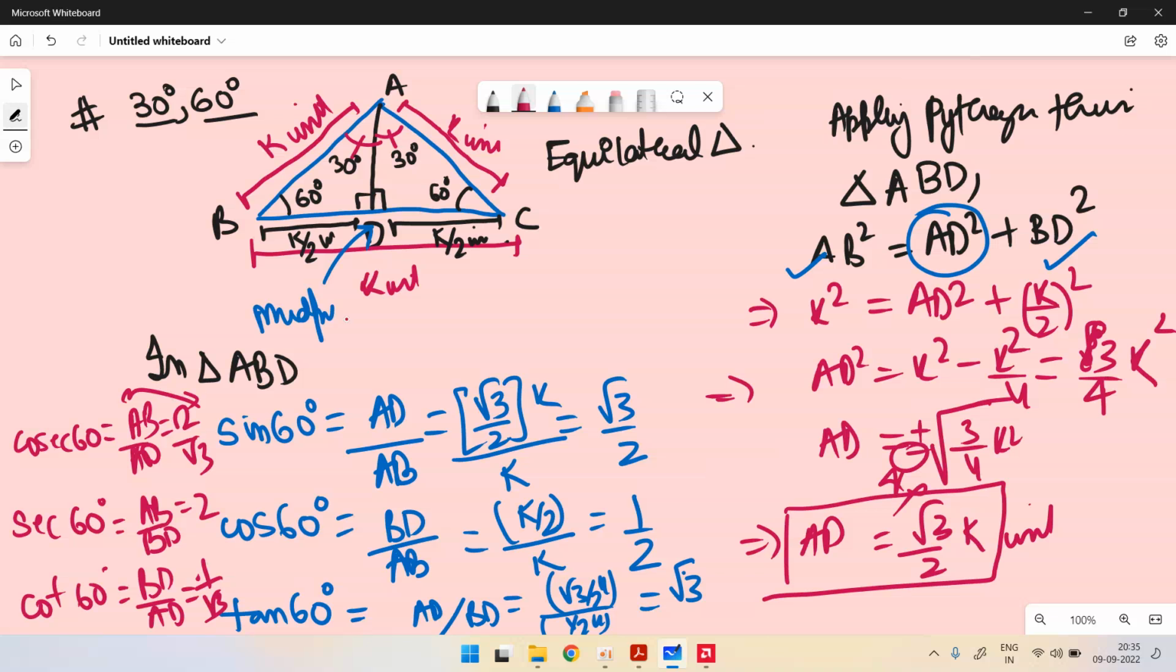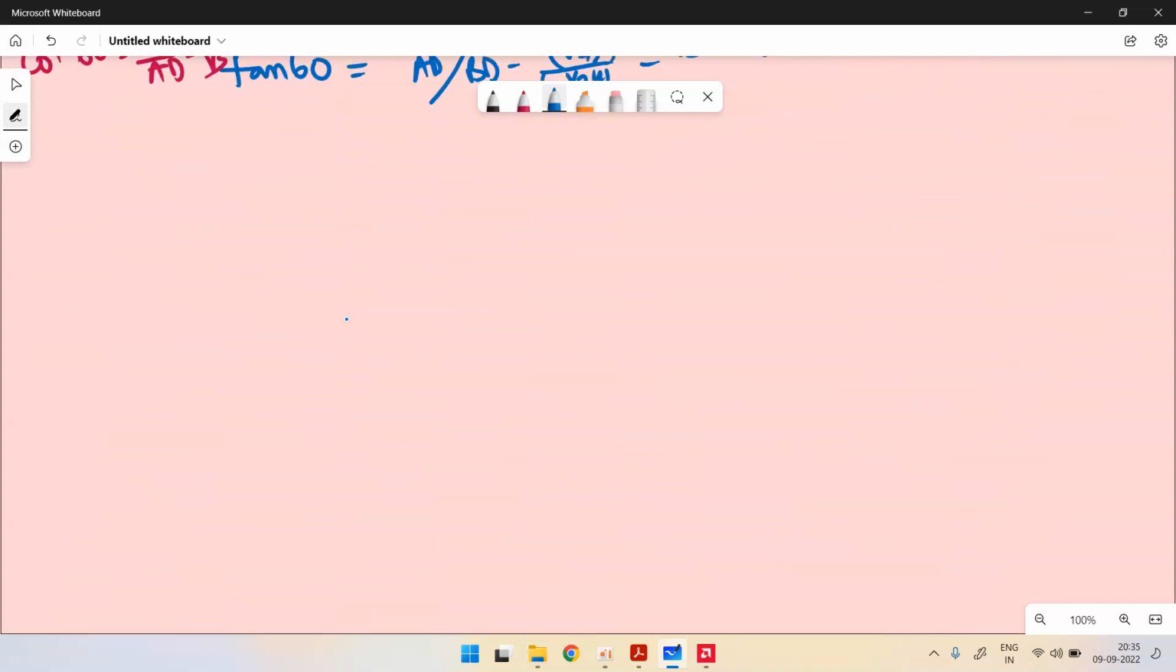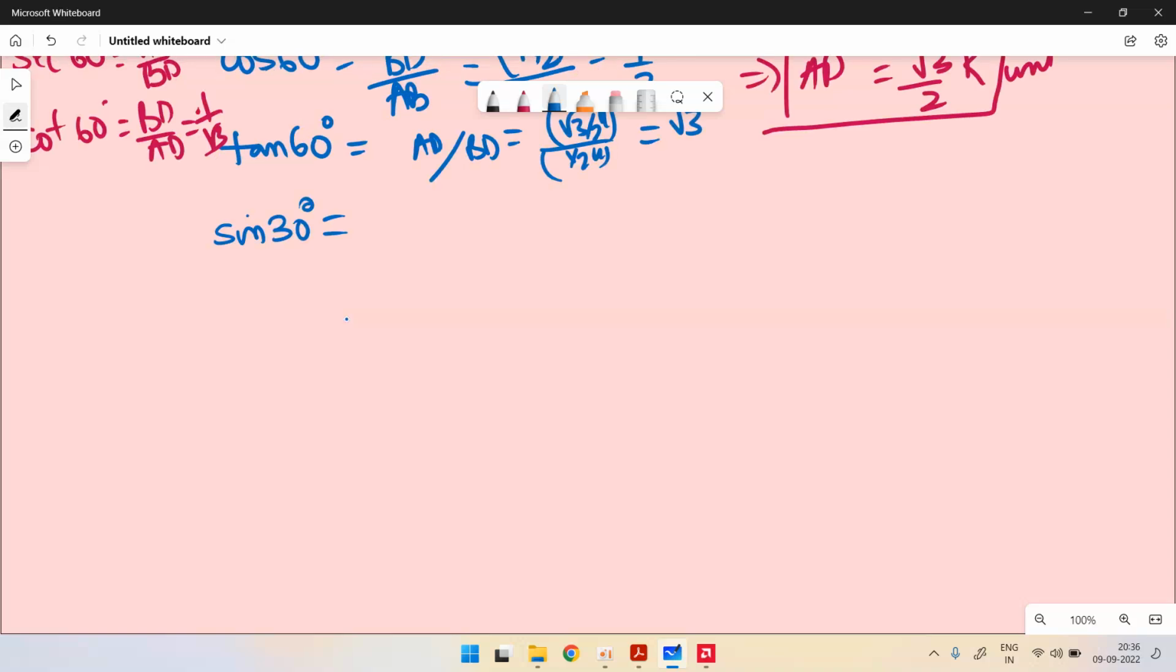Now you need to find the value of 30 degree, in terms of 30 degree, you need to get it. So the same thing you can take for this angle, 30 degrees given. This is your 30 degree. So applying in the same way, sine 30 degree is from this sine 30 degree.